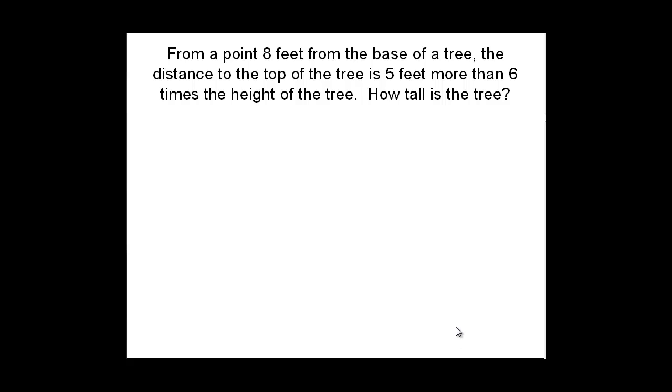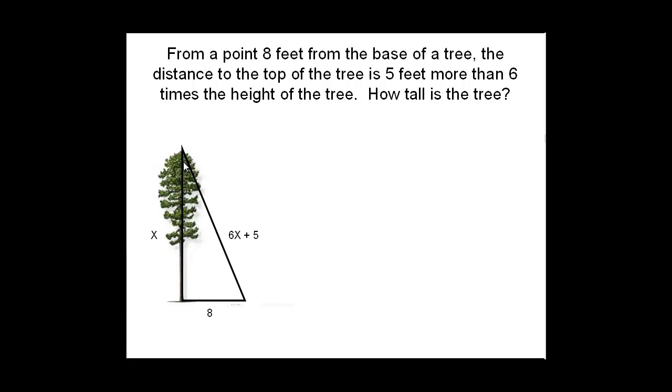Okay, the next one, suppose you have a tree. 8 feet from the tree, the distance to the top of the tree is 5 feet more than 6 times the height of the tree. Now if you take it slow, you'll get through it. So we take our tree, we're going to go 8 feet away from it. The height of the tree you don't know, so we're going to call it x. Okay, so we have our 8. Height of the tree is x. And then the distance, if you're standing out here, the distance to the top of the tree is 5 more than 6 times the height of the tree. So it's 5 more than, so we add 5, 6 times the tree.